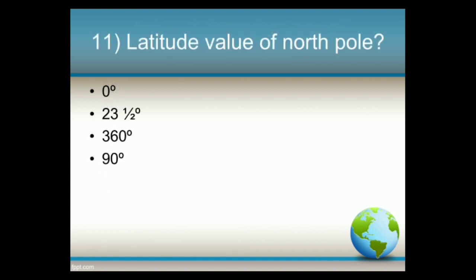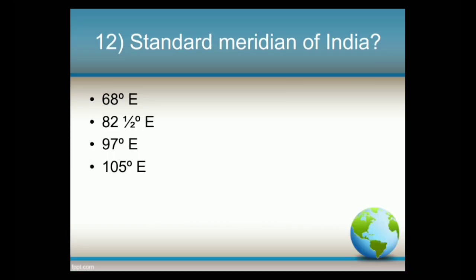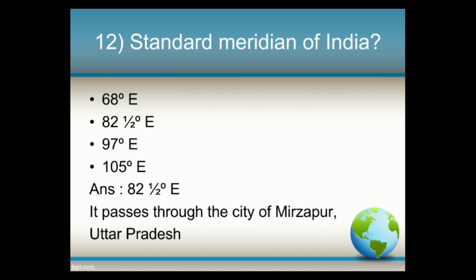Next, latitude value of North Pole. Options 0 degree, 23.5 degree north, 23.5 degree, 360 degree, and 90 degree, and the answer is 90 degree. Standard meridian of India is, options 68 degree east, 82.5 degree east, 97 degree east, 105 degree east, and the answer is 82.5 degree east. It passes through the city of Mirzapur in Uttar Pradesh.